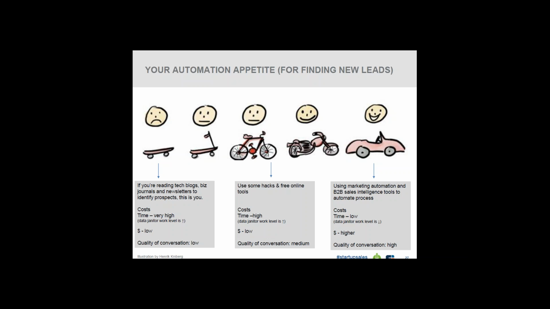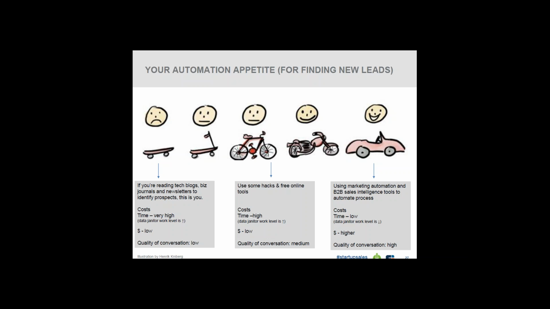So you're spending so much time gathering your prospects that you don't have time to research all of them and hence have good conversations. In the middle, you've got, if you're on a bicycle, you can use some hacks and free online tools to maybe try to piece this together a bit more. The cost, time is still a bit high, maybe not as high as the skateboard.